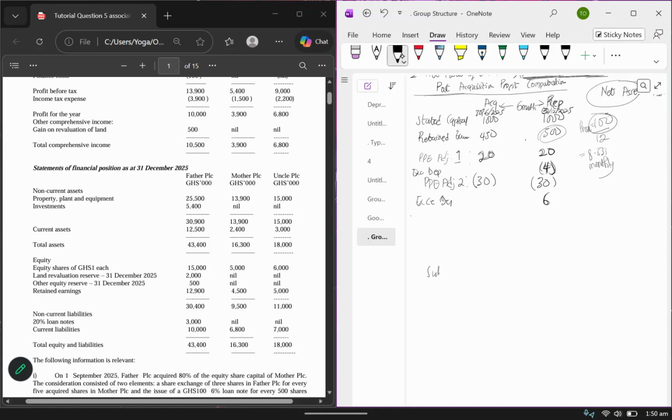So let's say the subsidiary acquires the goods at 100. I don't know why I'm always using 100. And then the profit that the subsidiary added was 20.